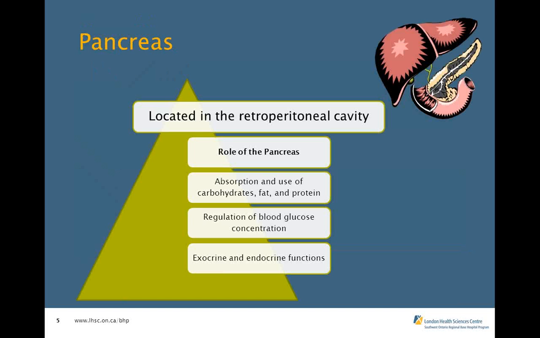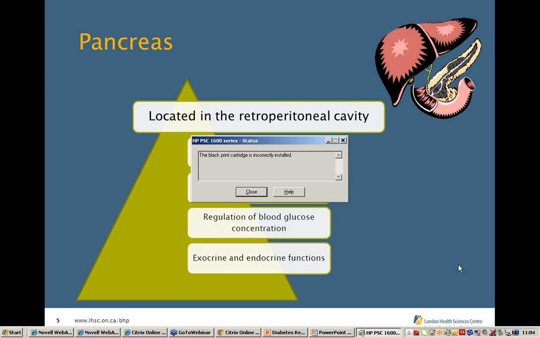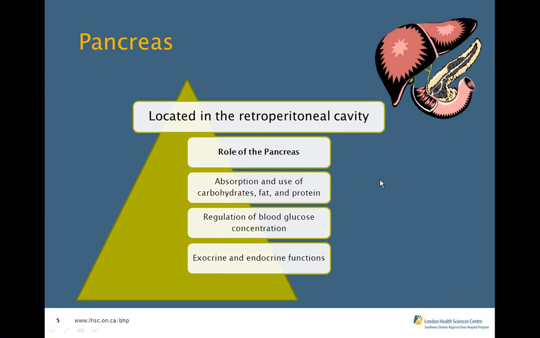Okay, everybody. So we'll just talk a little bit about the pancreas itself, one of our main players here for our diabetics. The pancreas itself, a long organ, is located retroperitoneal. When we think about what the pancreas does, it makes insulin as well as glucagon. It also has a role in absorption and the use of fats, carbohydrates, and proteins.